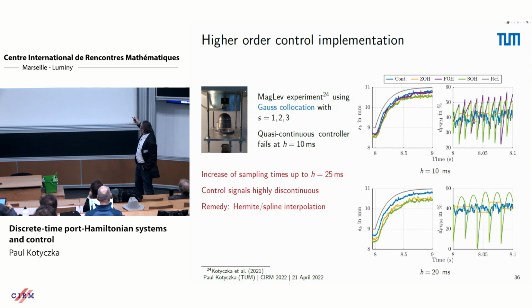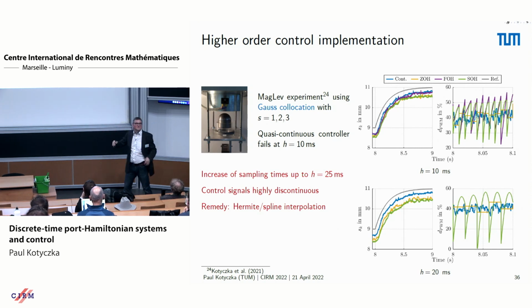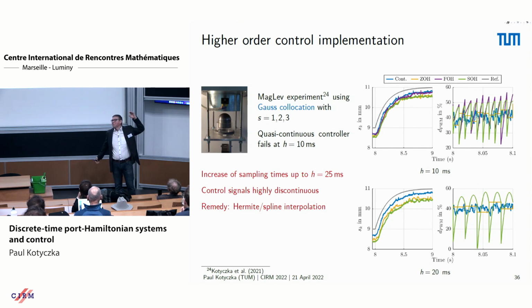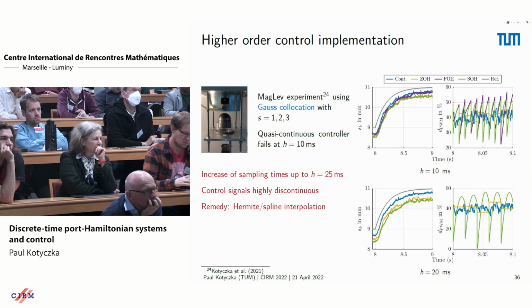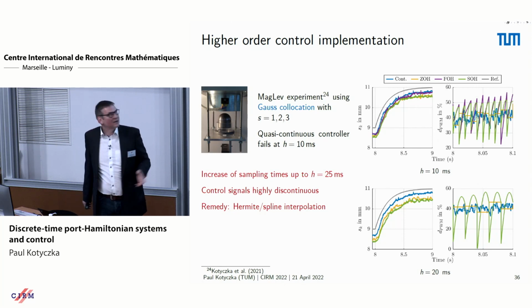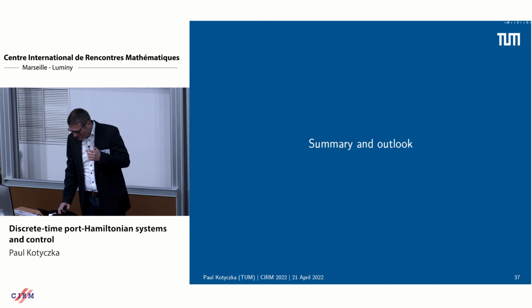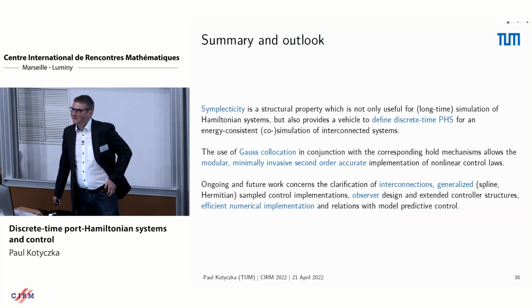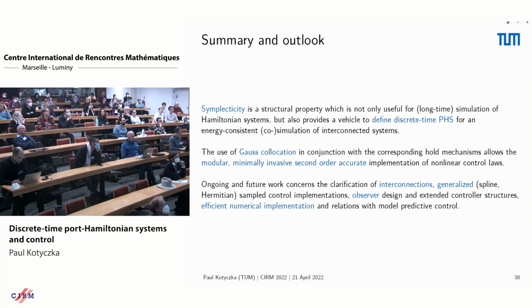But we see here what the problem is with Gauss-Legendre collocation if we apply it for the control loop. You have really very ugly control signals which are highly discontinuous. We could have expected it because we used the Lagrange interpolation polynomials. But the good message is the remedy: we use something different, spline or Hermite interpolation, and this works as well. I did the computations yesterday. So we have at least a tool at hand which allows us to implement continuous time controllers at high sampling times.